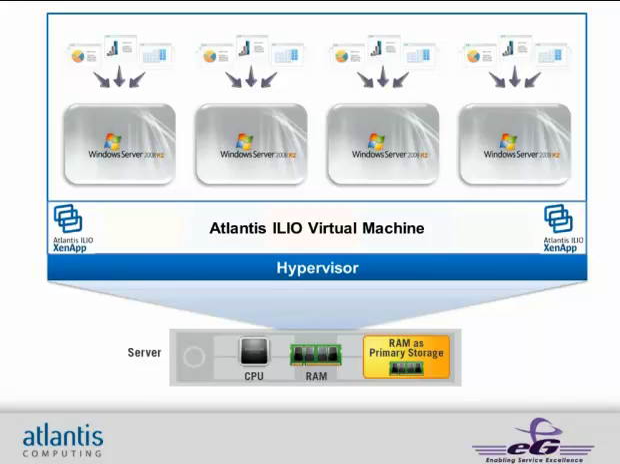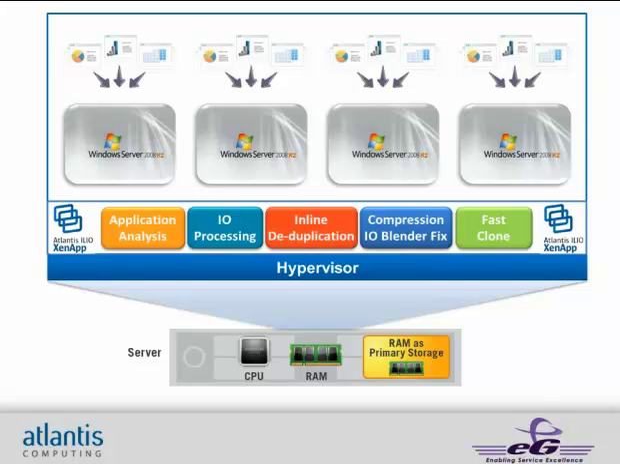And the Atlantis virtual machine appliance is doing some very, very clever things while it's sitting in line, taking that RAM and presenting that storage. So I'll quickly talk about the internal technology just to give you an idea how it's doing this. It's doing 5 very important things.